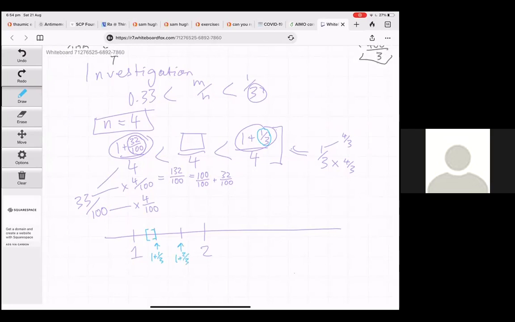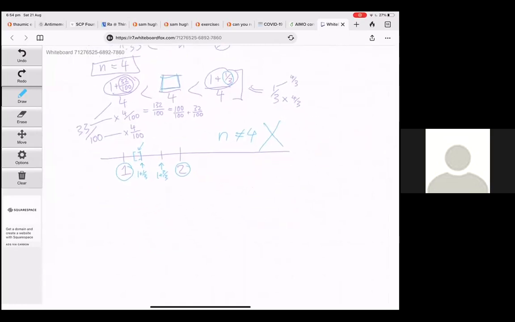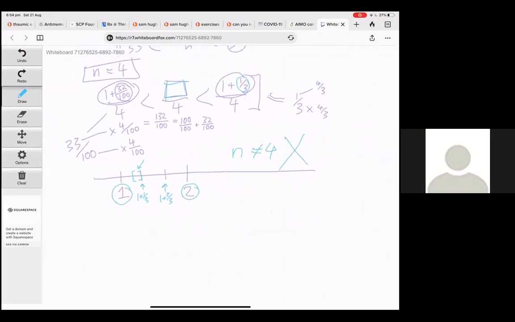Okay, so that's bad because obviously there's no integer m that I can squish in here, because my integers are over here and over here. And so that means that n cannot equal 4. n equals 4 is bad. Okay, and like I said, what I'm really trying to do is find a pattern. So let's do the next number. I think that would be instructive.